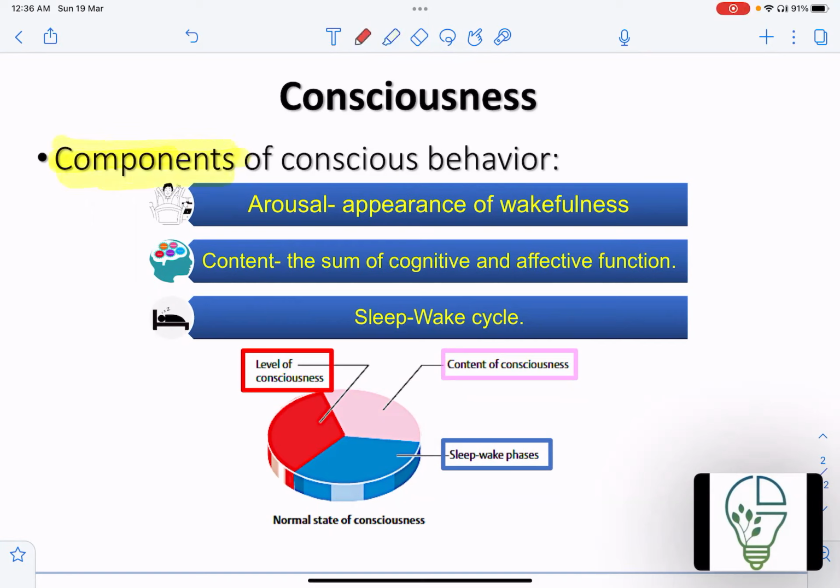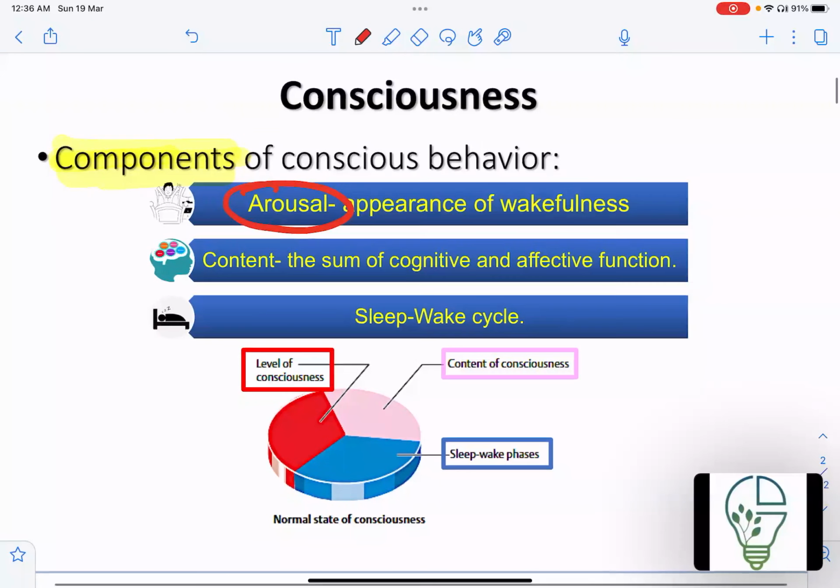The first one being arousal. What do we mean by arousal? Meaning how alert a person is, for example, how alert does a person look? Right? So we have subclassifications of arousal as well. But arousal in essence means, for example, if I look at you, are you looking back at me? Are you conversing with me in a normal way, etc.